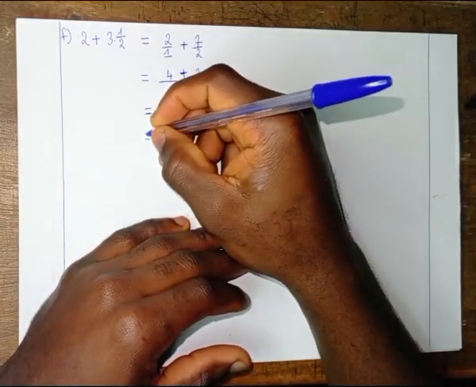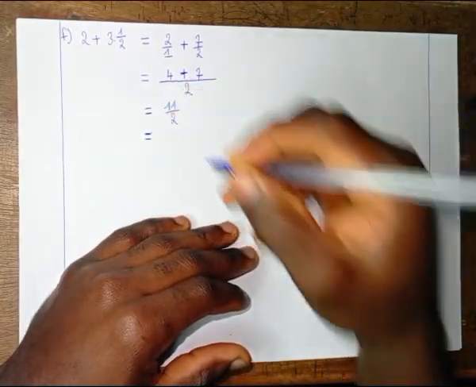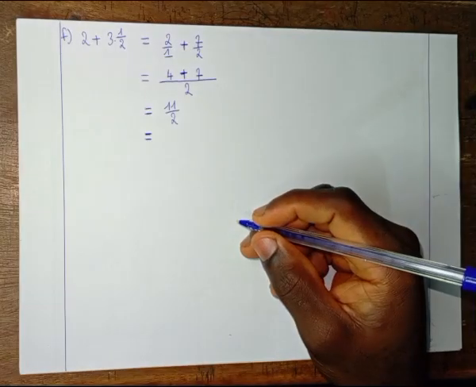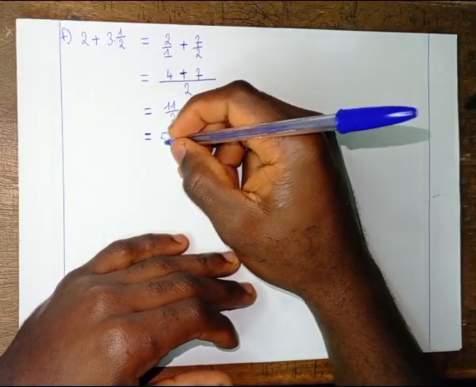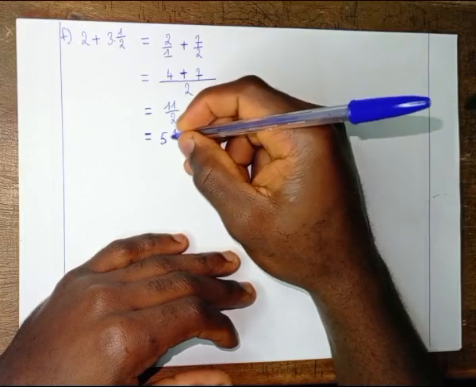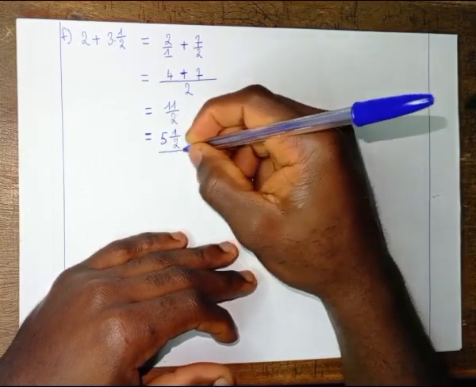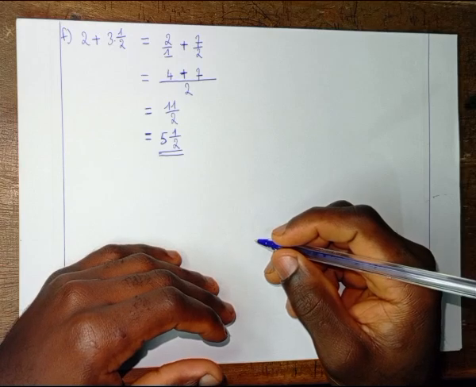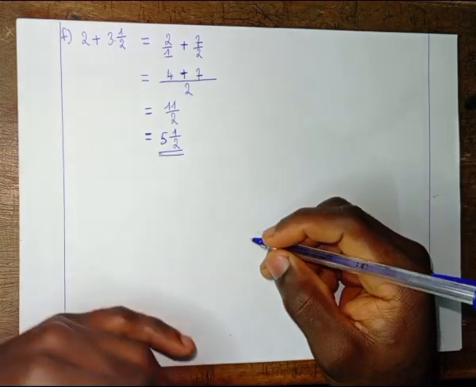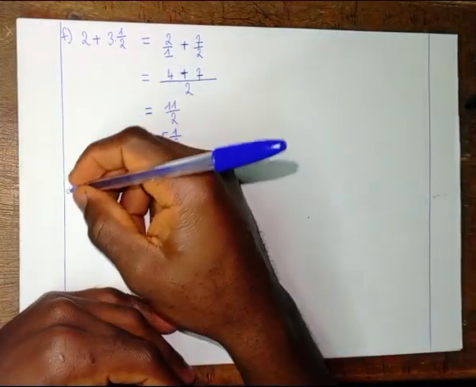11 over 2 is an improper fraction, so we are going to change it to a mixed fraction. 11 divided by 2 gives us a whole number part of 5 and a remainder of 1. So this will give us a mixed fraction 5½. We go now to question G.